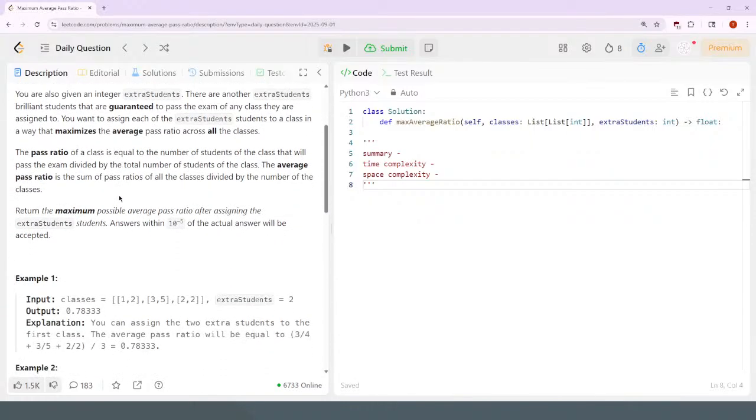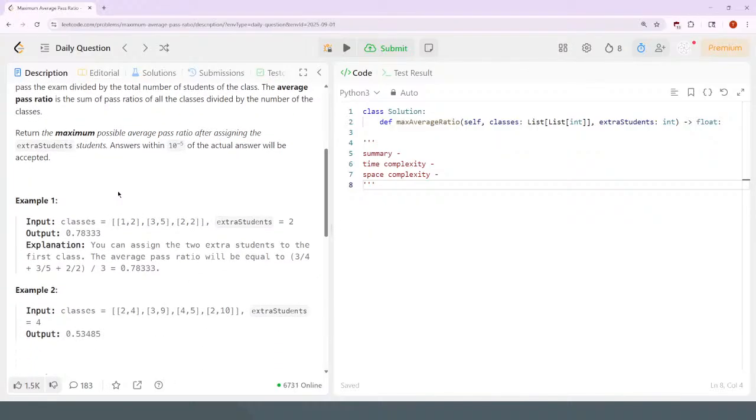The pass ratio of a class is equal to the number of students of the class that will pass the exam divided by the number of students in the class. The average pass ratio is the sum of the pass ratio of all classes divided by the number of classes. Return the maximum possible average pass ratio after assigning the extra students. Answers within 10 to the negative 5 will be accepted.